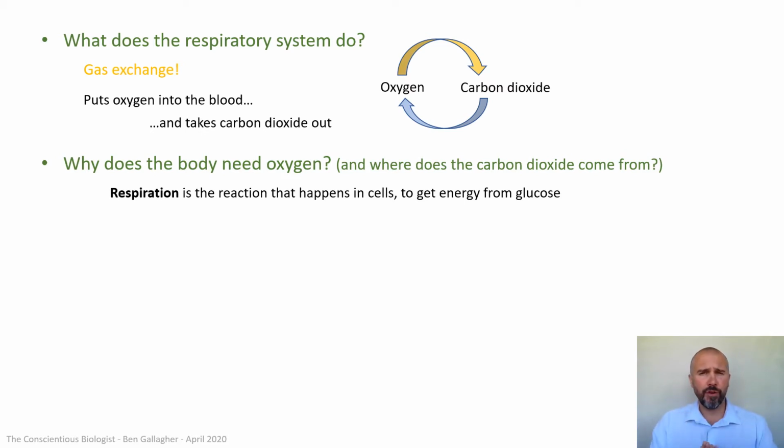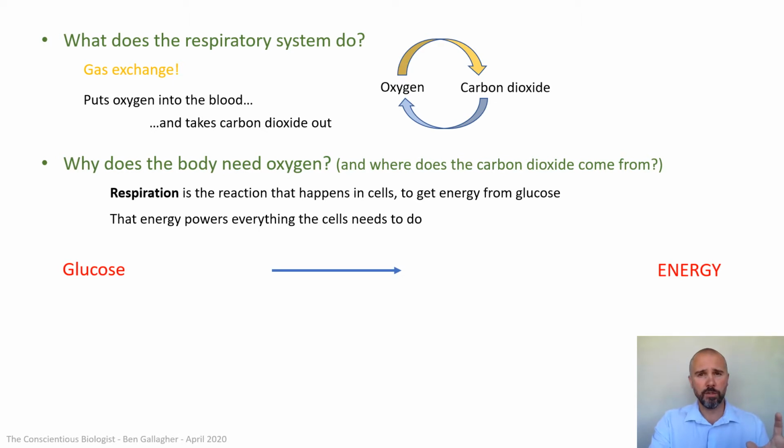If you think back to photosynthesis, photosynthesis is a reaction that happens in plants to grab energy from the sunlight and lock it up in a molecule of glucose. Respiration is just about breaking that glucose down to get the energy back out. The best way to do that is to react the glucose with oxygen, because that's going to provide the energy, and that energy powers everything that the cells need to do.